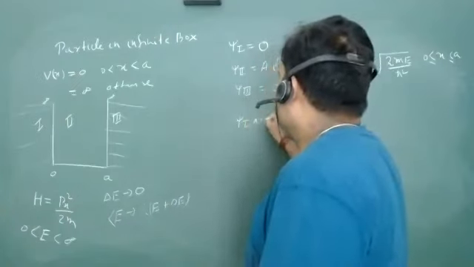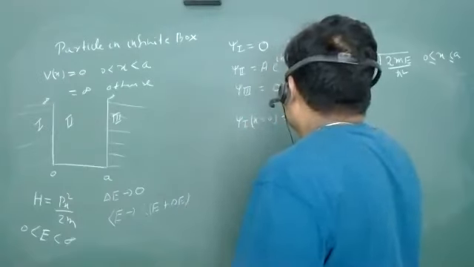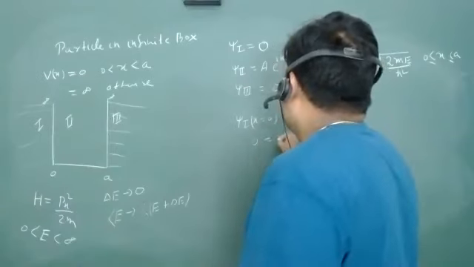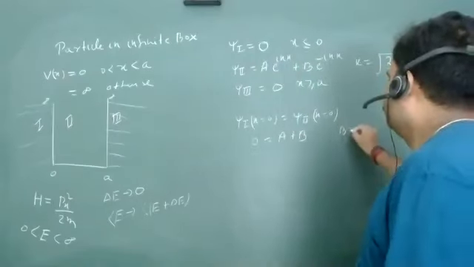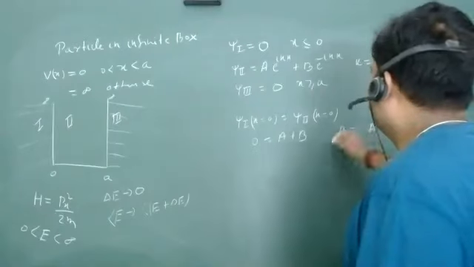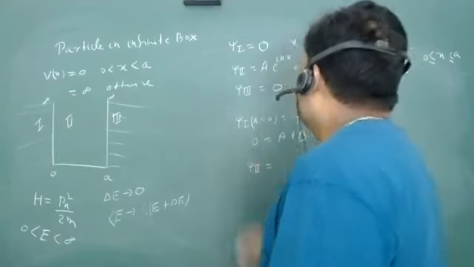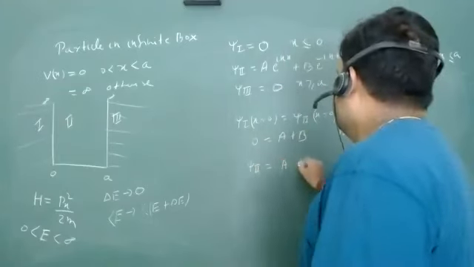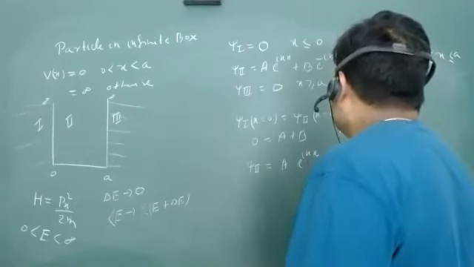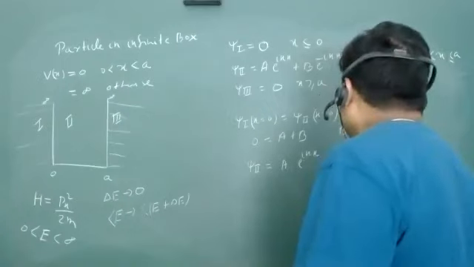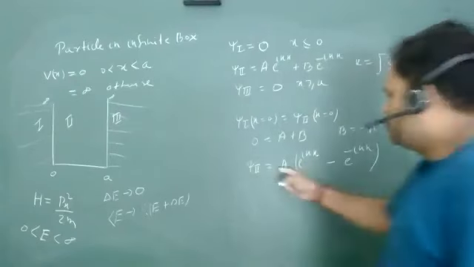Psi 1 at x equal to 0 must be psi 2 at x equal to 0. So from here, you can have 0 equal to a plus b. And from there, I can easily write b equal to minus a, or a equal to minus b. So what should be psi 2? Psi 2 can be written as a e to the power ikx minus e to the power minus ikx, isn't it? This is your psi 2.